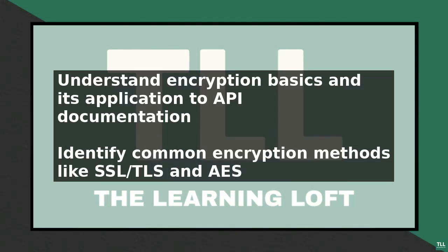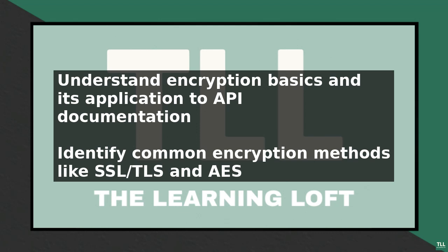To encrypt Bill.com API documentation, you need to understand the basics of encryption and how it applies to API documentation. Encryption is the process of converting plaintext into unreadable ciphertext to protect sensitive information. First, identify the type of encryption you want to use. Common encryption methods include SSL, TLS, and AES.